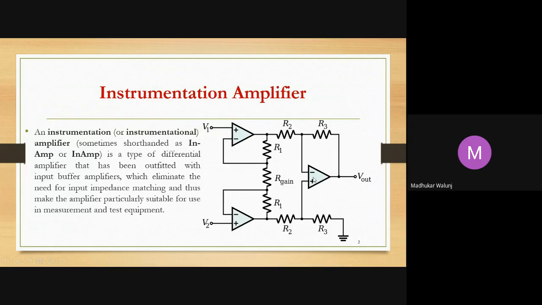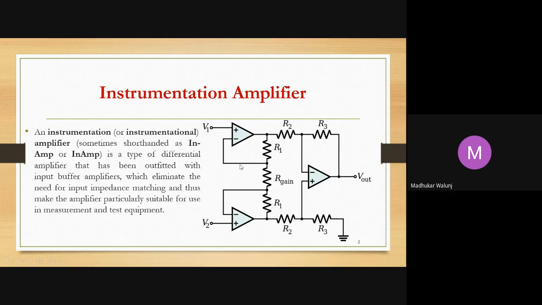And finally, we have the third operational amplifier that has R2, R3. These are the resistors R2, R3. You can name them anything if you want. By looking at this circuit, you can see that this input V1 is connected to the non-inverting terminal of the first operational amplifier, and the inverting terminal is directly connected to R1 and again to the output.